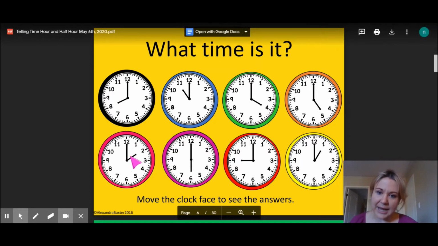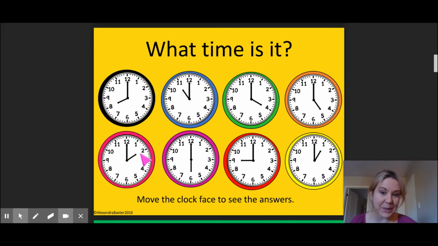The short hour hand is pointed to the 2, so it's what time? 2 o'clock. The short hour hand is pointed to the 6. What time is it? 6 o'clock. The short hour hand is pointed to the 9. Good, it's 9 o'clock. The short hour hand is pointed to the 1. That's right, it's 1 o'clock. Good job. Give yourself a pat on the back.